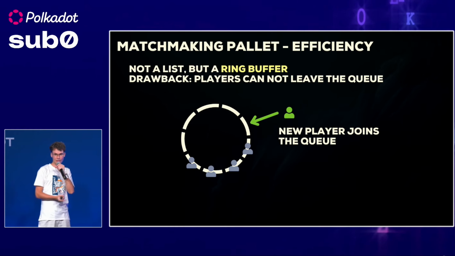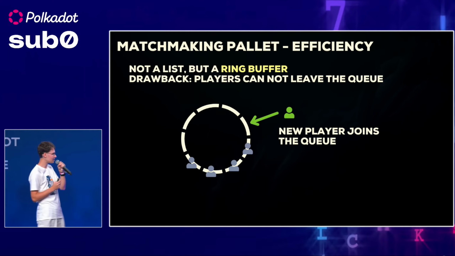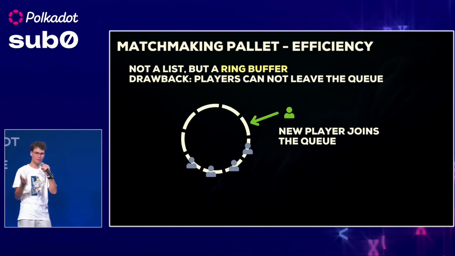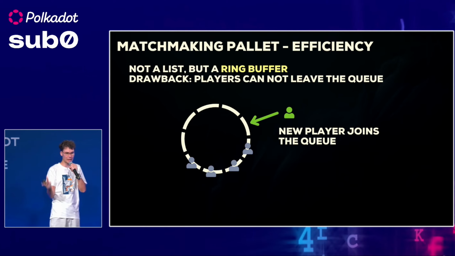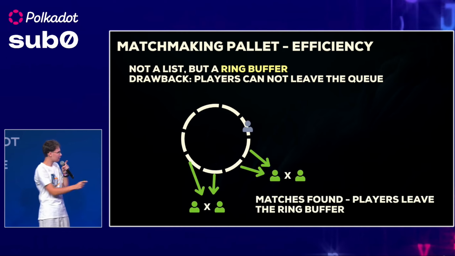Okay, and then to improve the efficiency, we chose a brilliant data structure. So instead of saving them in a list, we chose a ring buffer. It works like this. Players join at the top and they leave from the bottom.